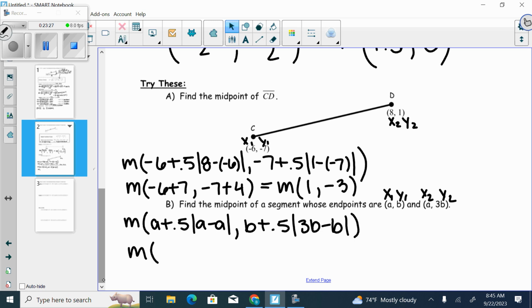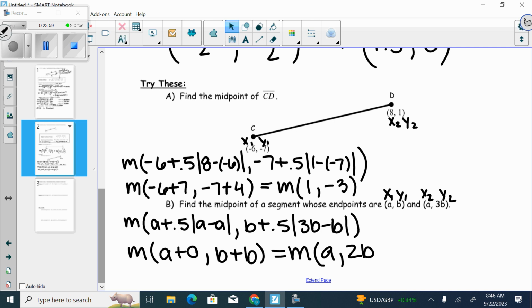All right, so what is A minus A? 0. And what's 0 times a half? 0. So it's really A plus 0, which is just A. Yeah, we're just going to have A there. All right, and then here, 3B minus B is 2B. And what's half of 2B? 1B. So I have B plus B. Well, like you guys said, A plus 0 was just A, and B plus B is 2B. So the midpoint would be A, 2B. All right.